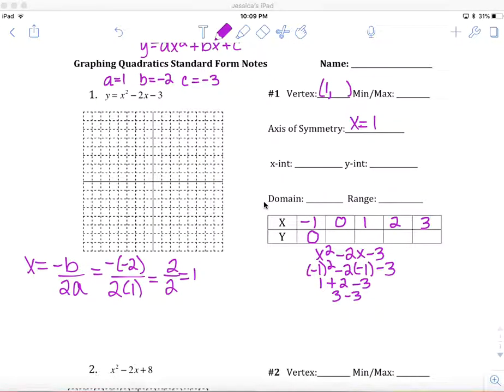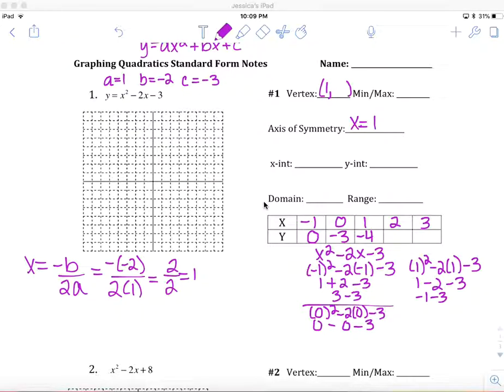Same thing with 0. I have 0 squared minus 2 times 0 minus 3. Well, 0 minus 3 gives me negative 3 here. Plugging in 1, I have 1 squared minus 2 times 1 minus 3, which is 1 minus 2 minus 3. This simplifies to negative 1 minus 3, which is negative 4.